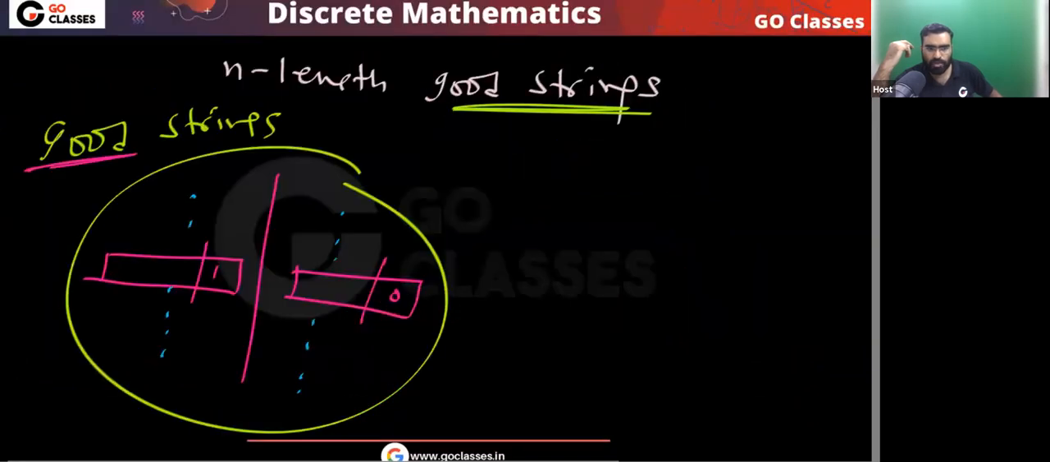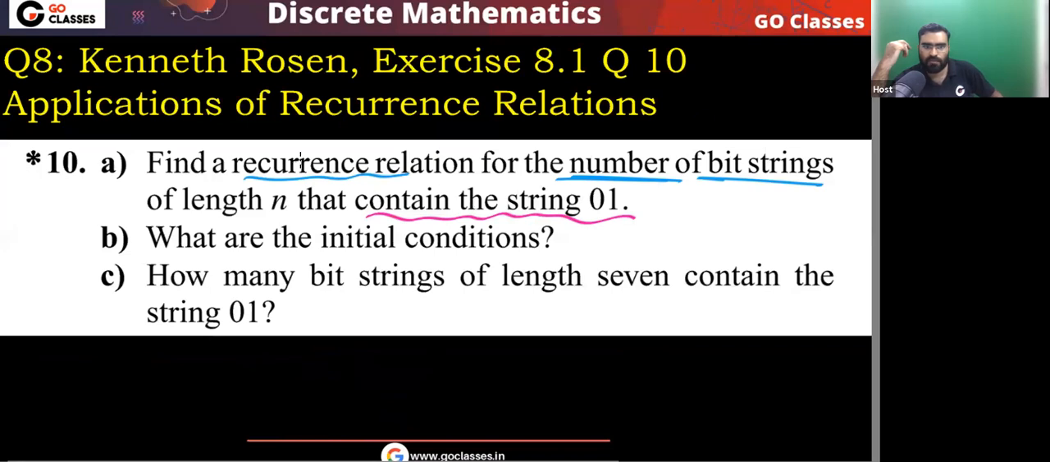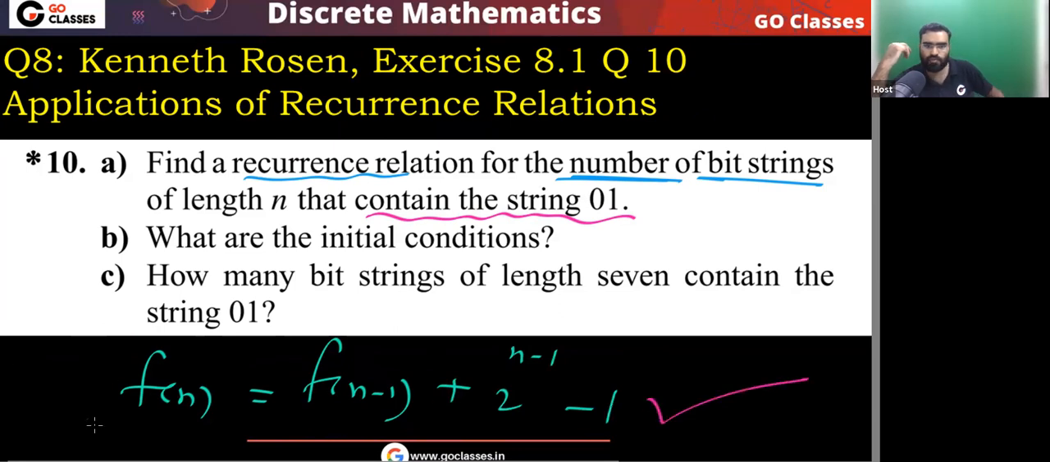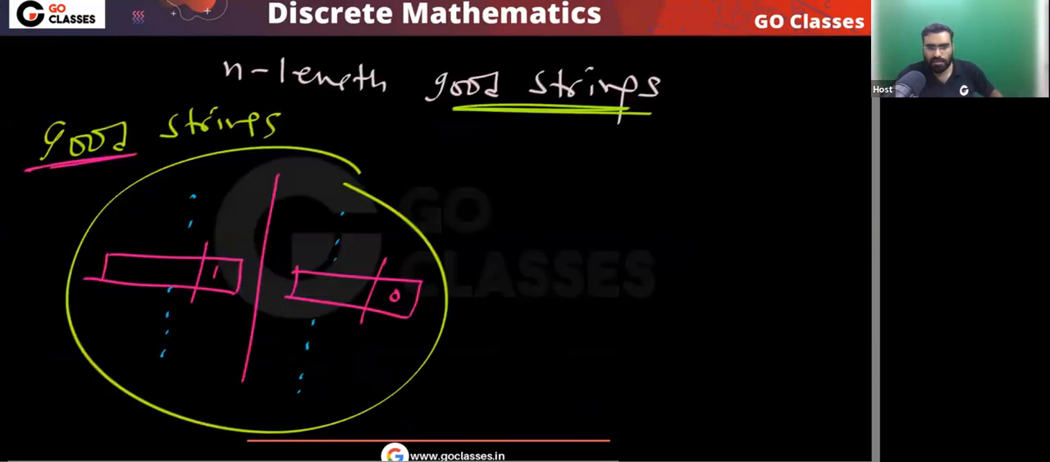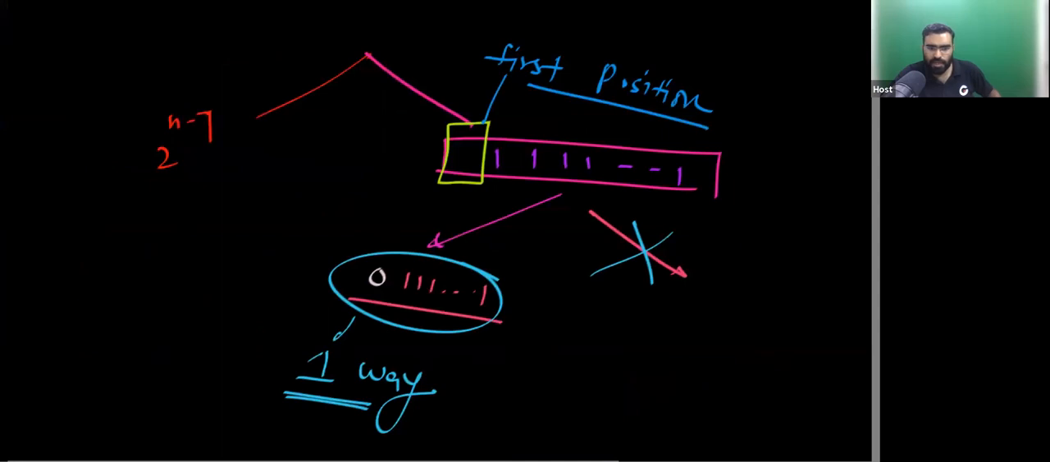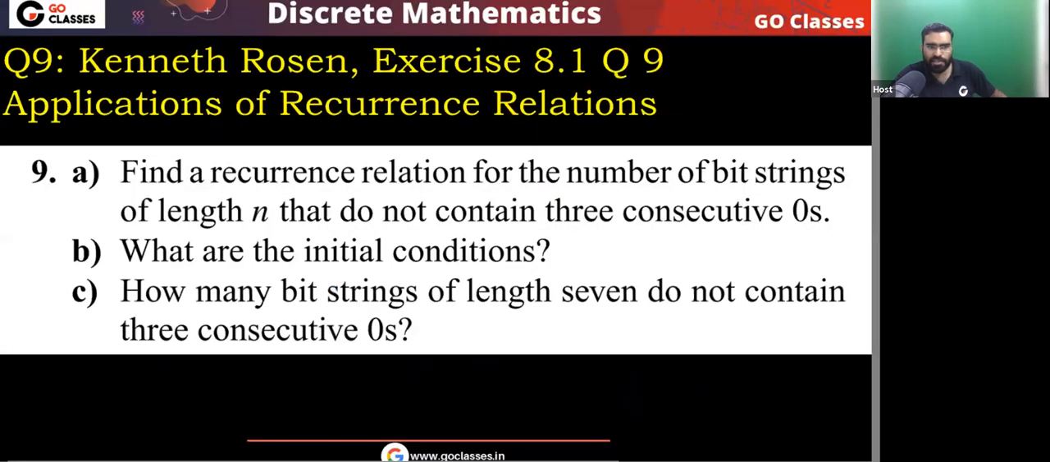So this was your question: find the recurrence relation. Your answer will be Fn is equal to Fn minus 1 plus 2 power n minus 1 minus 1. This is your final answer. Okay. So I think that is enough for today. The remaining questions we will continue tomorrow.